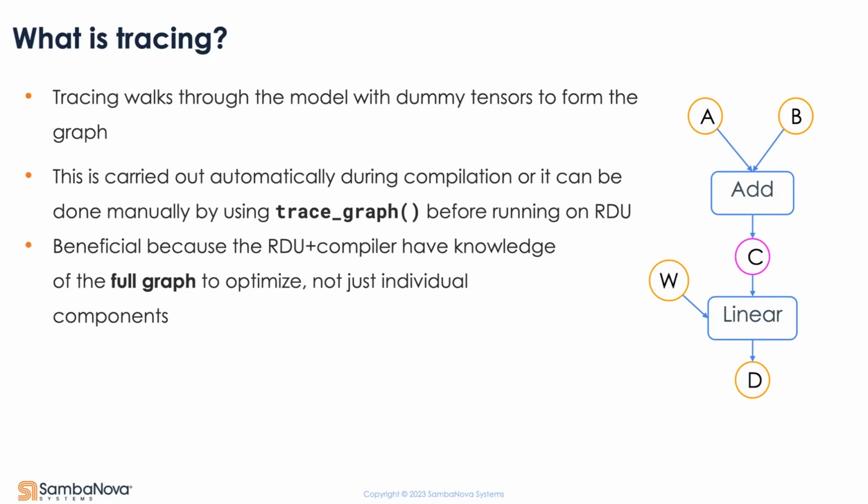This tracing can either be done automatically. When you tell us to compile your model, we'll do that tracing for you right there. Or when you go to actually run training on your model, you can manually kickstart a trace via the trace graph function, and that will trace the graph to put it onto RDU. And the whole point of this tracing, as I mentioned, is so that the compiler has a full picture of your model, so that it can most optimally map your model onto the chip.